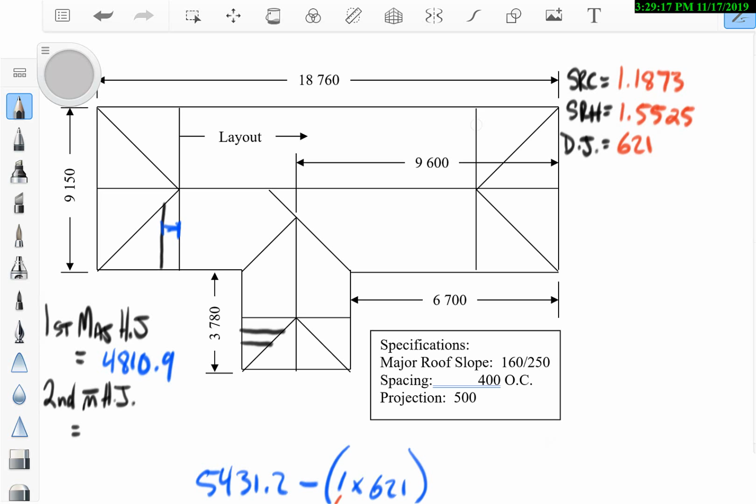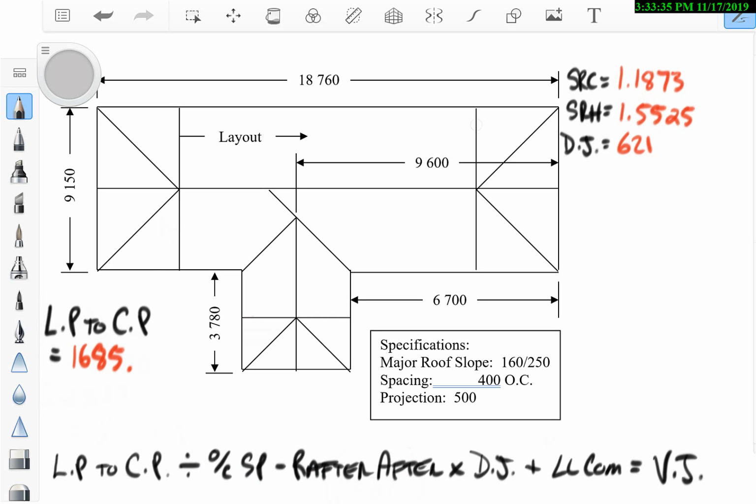Now it's asking on this sheet for our second minor hip jack. So from our minor common, we have our first, and here's our second minor hip jack, from there to there. So we know we have two spacings, we have two differences in jacks. So we'll go 3443.2 minus, in brackets, 2 times 621. So I'll do that on my calculator, minus, open bracket, 2 times 621, close bracket, which gives us a line length of our second minor hip jack of 2201.2.